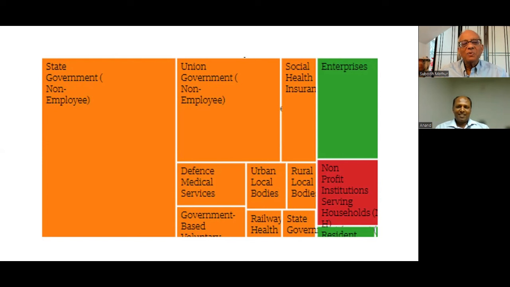Sorry to interrupt, but I just wanted to say that this is the first time I've heard anybody use the term union government, and I'm thrilled.